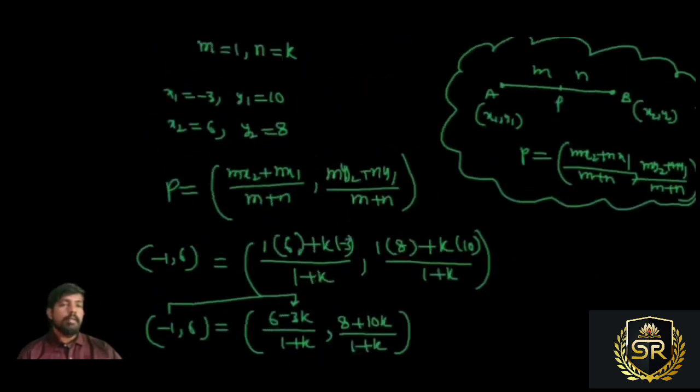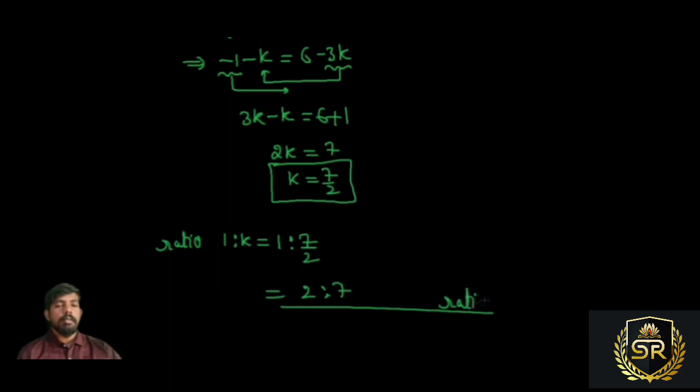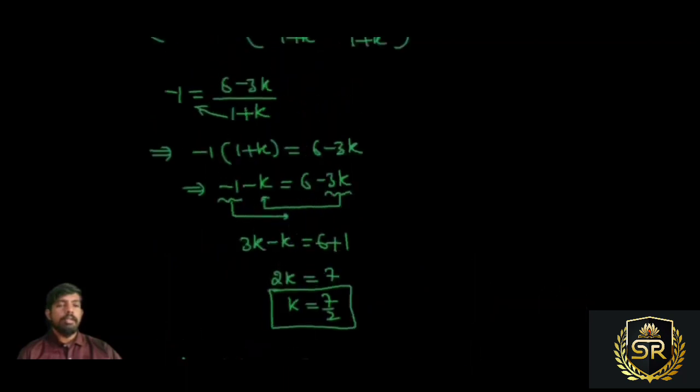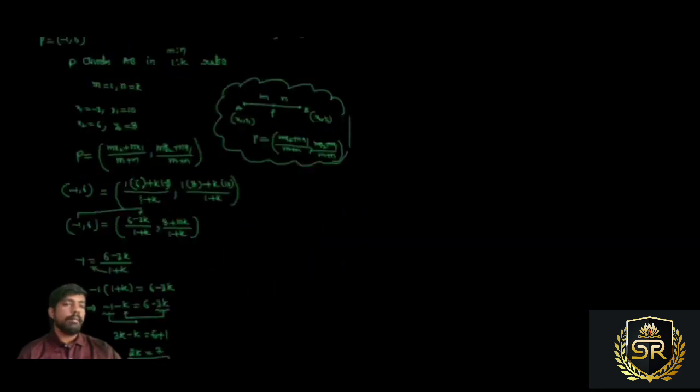We assumed what? We assumed 1 is to k ratio, right? The ratio be 1 is to k, and 1 is to k is what? 1 is to 7 by 2. Multiply both sides by 2: 2 is to 7. And therefore this is the ratio. Remember this, this is the required ratio. Solution is this. That's all. This is the solution. Just we are equating only the x coordinate. Okay.